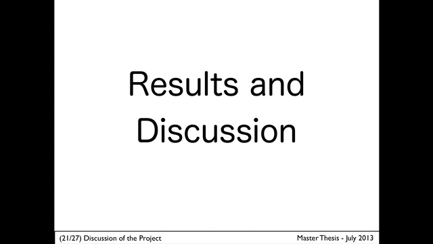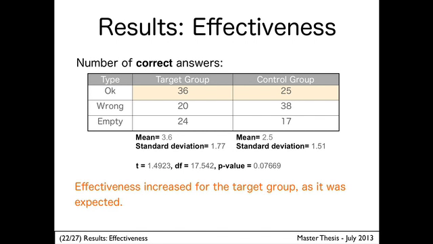I start the last part of the presentation, the discussion of the project. The effectiveness of the application was operationalized as the number of correct tasks. The target group obtained an average effectiveness score of 3.6 over 8. The control group obtained an average effectiveness score of 2.5 over 8.